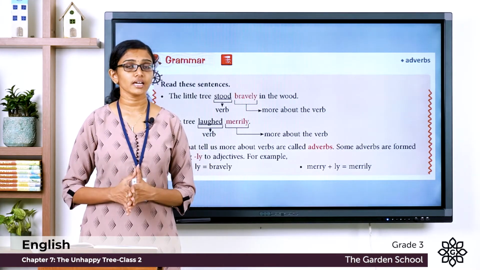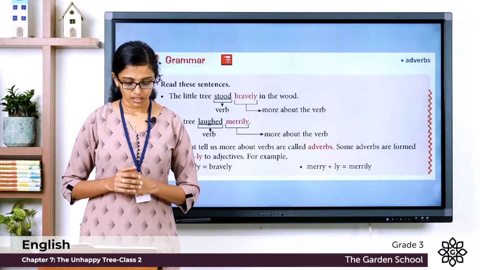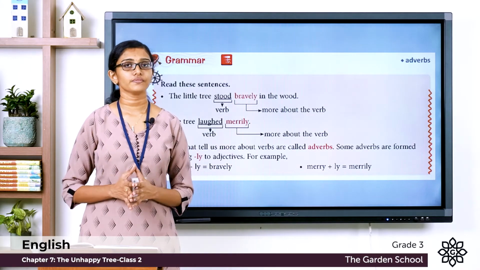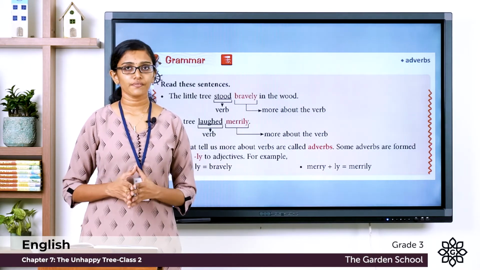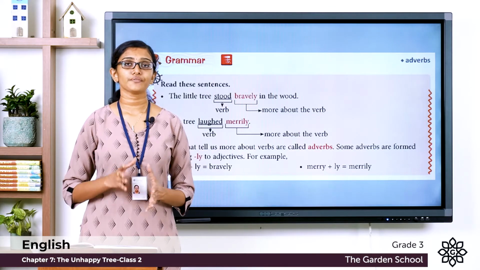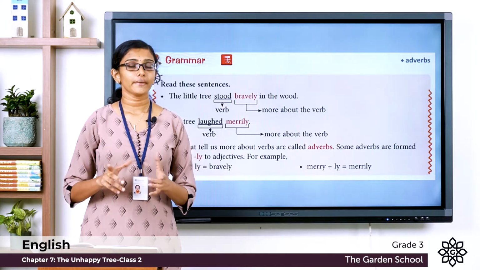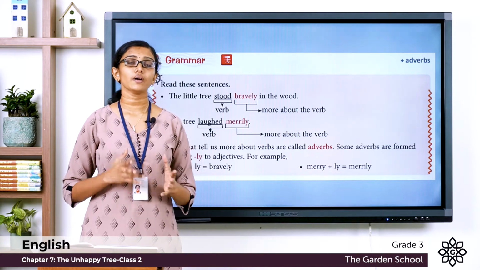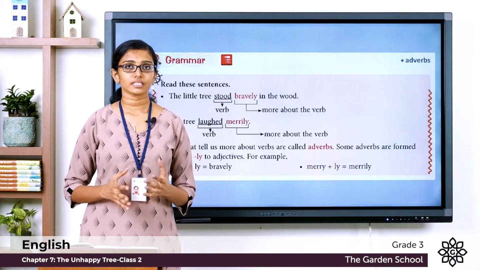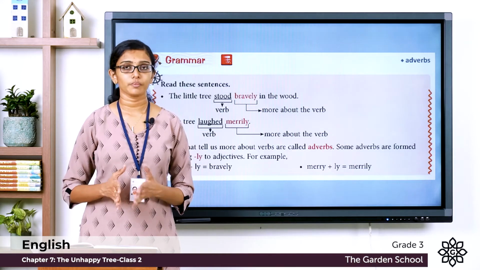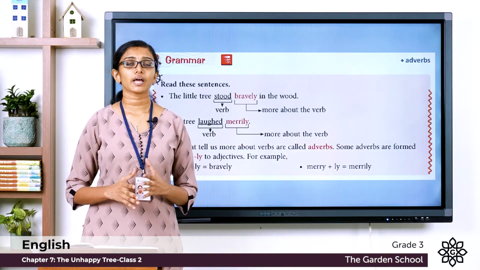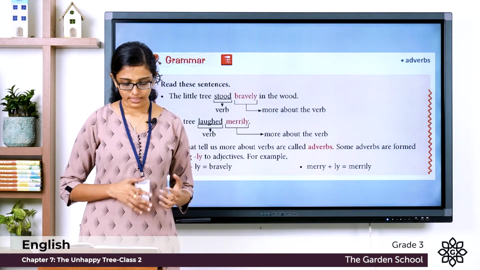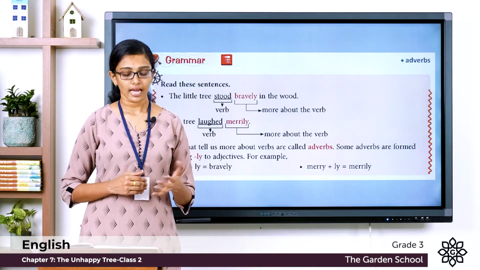So how the tree stood there? The tree stood bravely. The tree laughed merrily. So the verb here is laugh, or the past tense is laughed, and how it laughed? It laughed merrily. So the word merrily describes more about how the tree laughed or more about the verb. So words such as this, like bravely or merrily, words which describe more about a verb are called adverbs. Words that tell us more about verbs are called adverbs.